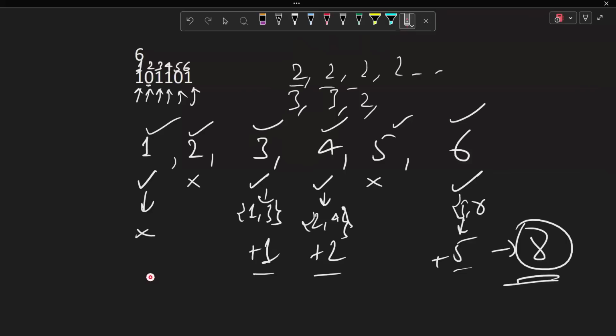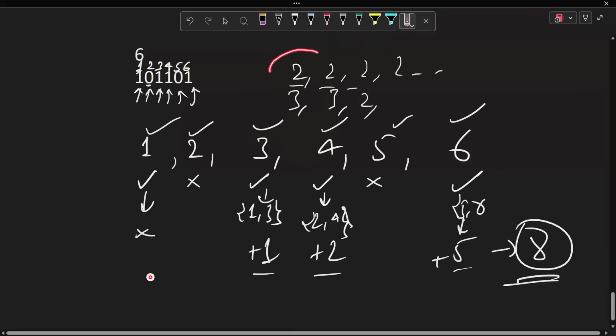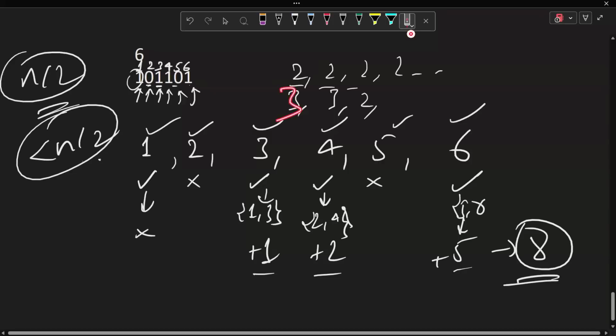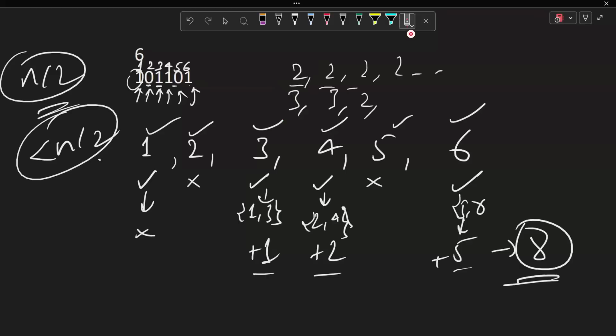But maybe the number of days where you are visiting is also limited. If you are just buying two items, that would take you n by 2 visits. But if the number of visits is less than n by 2, then sometimes you would have to buy 3 items so that you can buy all the items. So these are the initial observations.